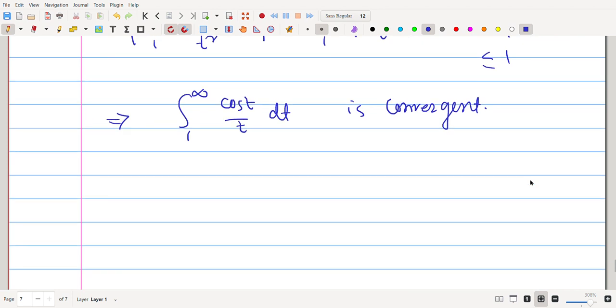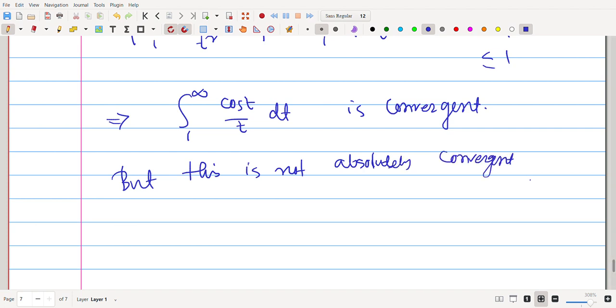But it is not absolutely convergent, which is the most important part. But this is not absolutely convergent. That means this integral doesn't exist. How can I show that?